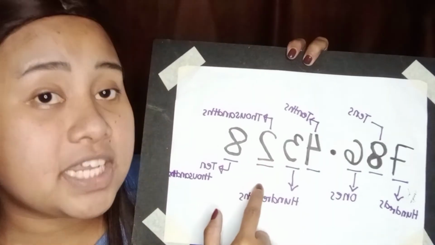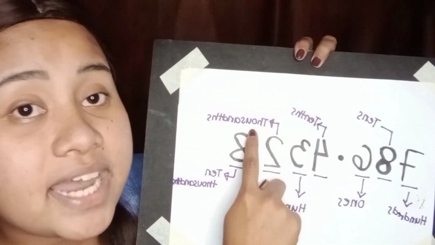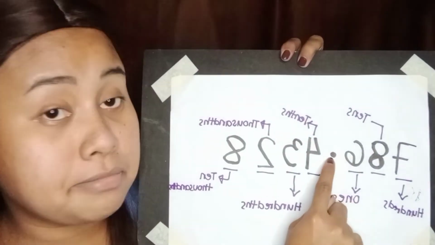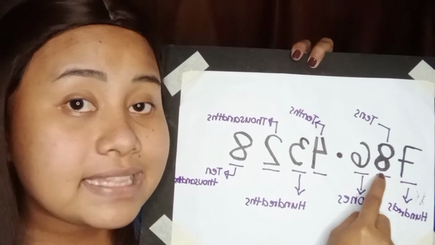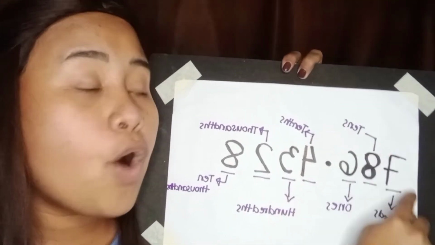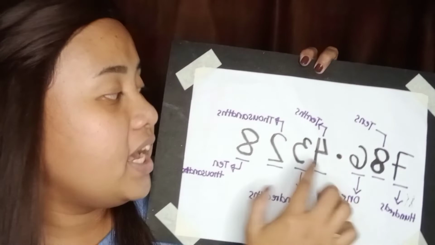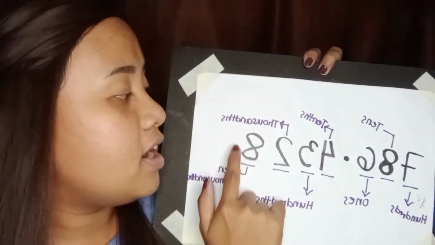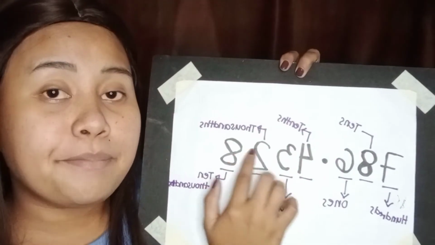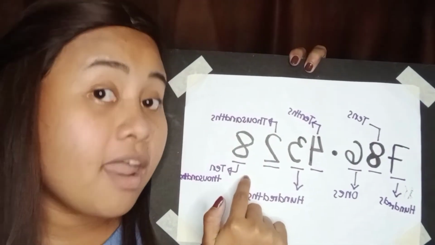Again, let's take a look at our last example. The fractional part here is such as these tenths, hundredths, thousandths, ten-thousandths, and the decimal point. This 786 here is our whole number. Again, the whole number part is before the decimal point. And this fractional part is the decimal number, meaning after the decimal point is your decimal number.